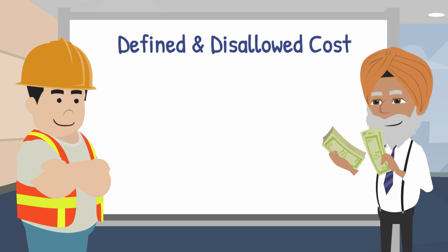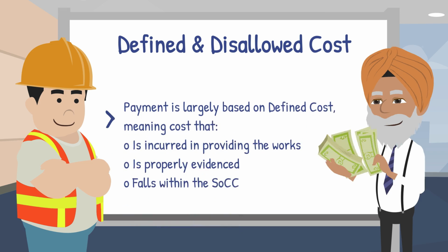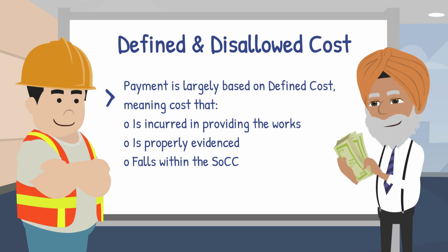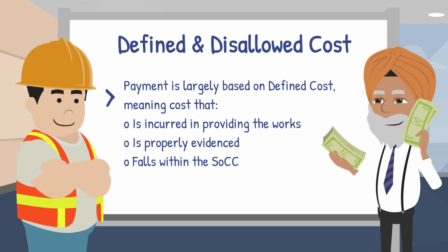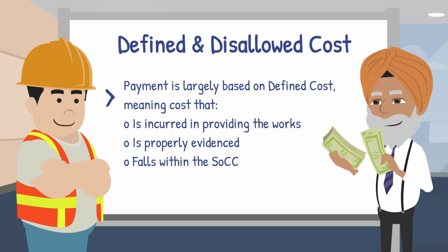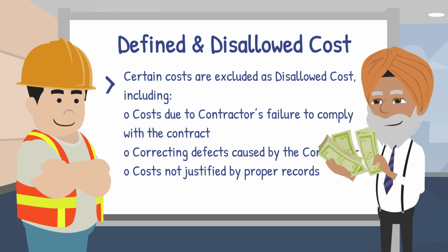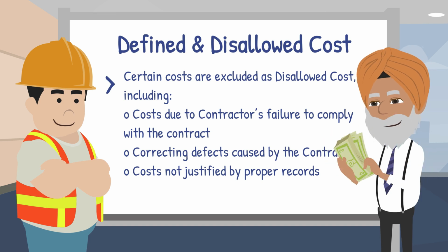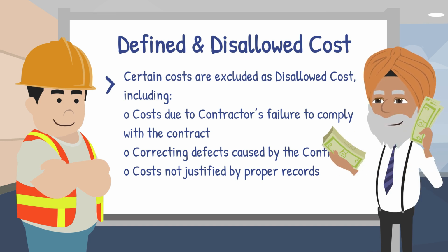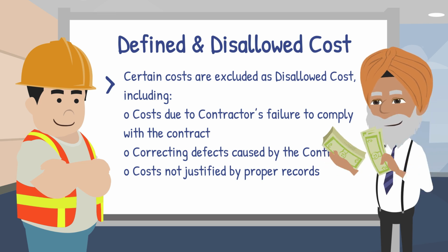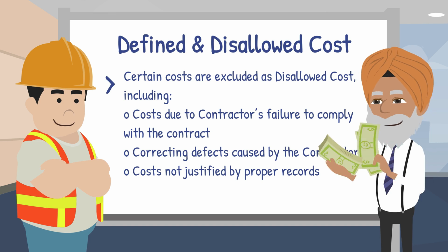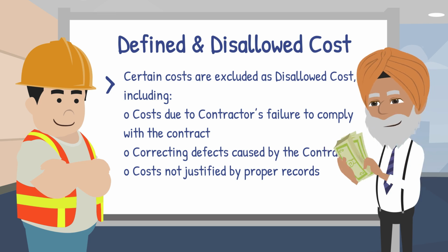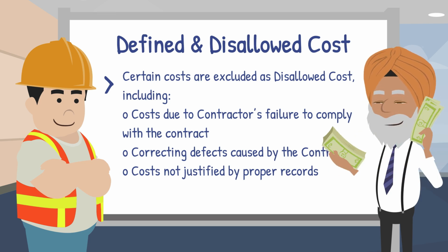For cost-based options, notably options C, D and E, payment is largely based on defined cost, meaning cost that is incurred in providing the works, is properly evidenced, and falls within the schedule of cost components. Certain costs are excluded as disallowed cost, including costs due to the contractor's failure to comply with the contract, correcting defects caused by the contractor, and costs not justified by proper records. This mechanism strongly incentivizes good cost control and record keeping.